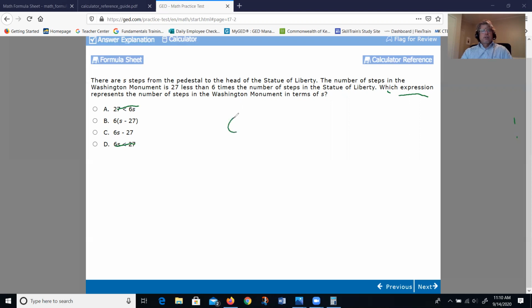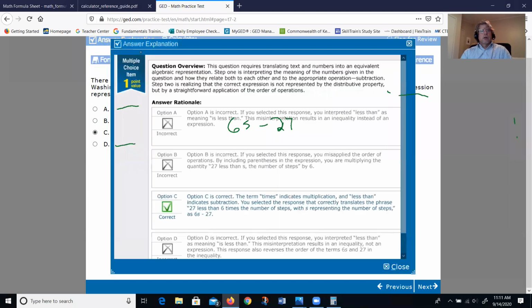So it's going to be 6S, because times means multiply. 26 less means you're going to lose 26 from there. So I'm going to subtract 26 from that. So 26 less than 6 times means I'm going to subtract 26 from that. So it looks like our answer is going to end up being C in that problem. So if we check our answer there, you can kind of see our answer is C.